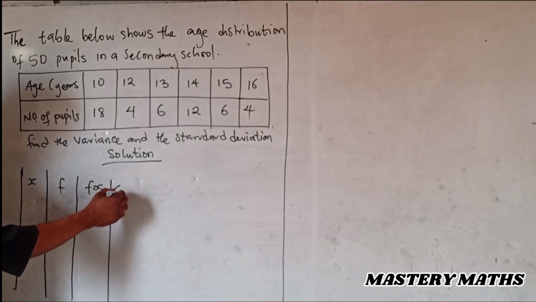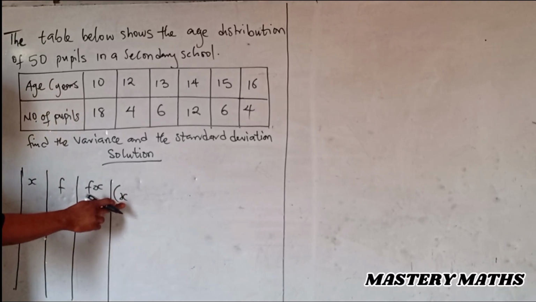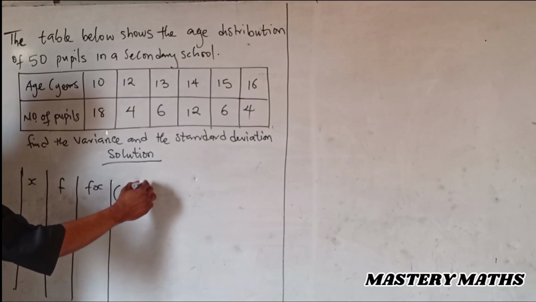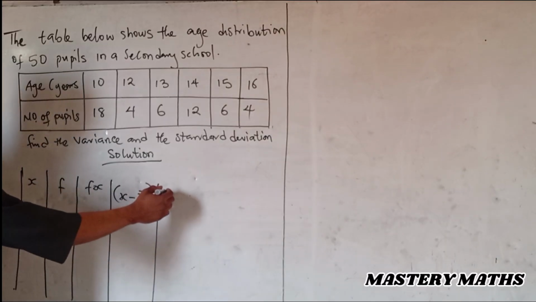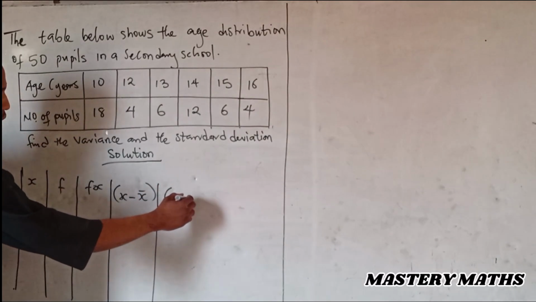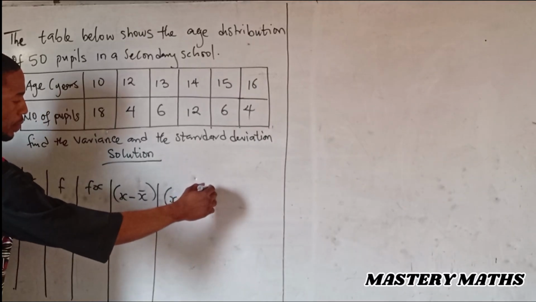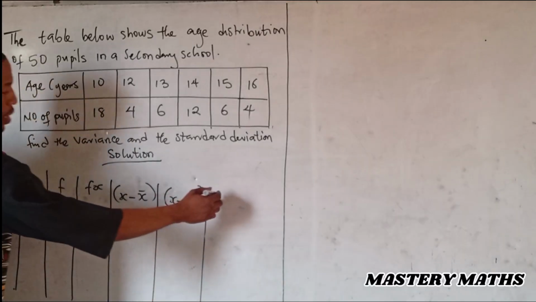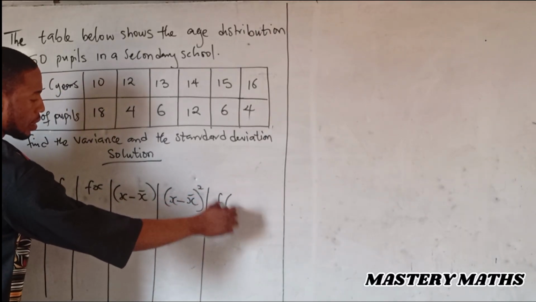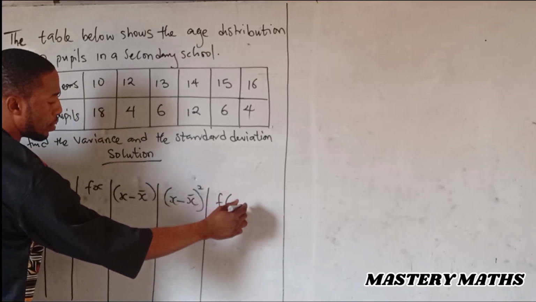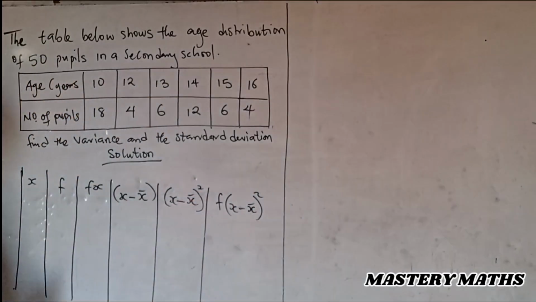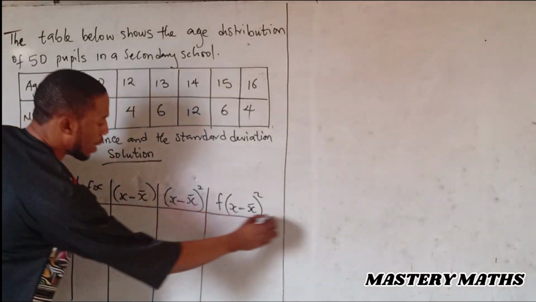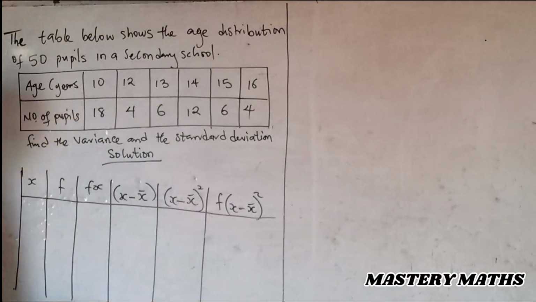Then your next column is the given value, X, minus the mean. After that, you have the given value minus the mean, squared. The next one, you have the frequency times the given value minus the mean, squared. After you've done this, you underline. Now the table has been prepared.